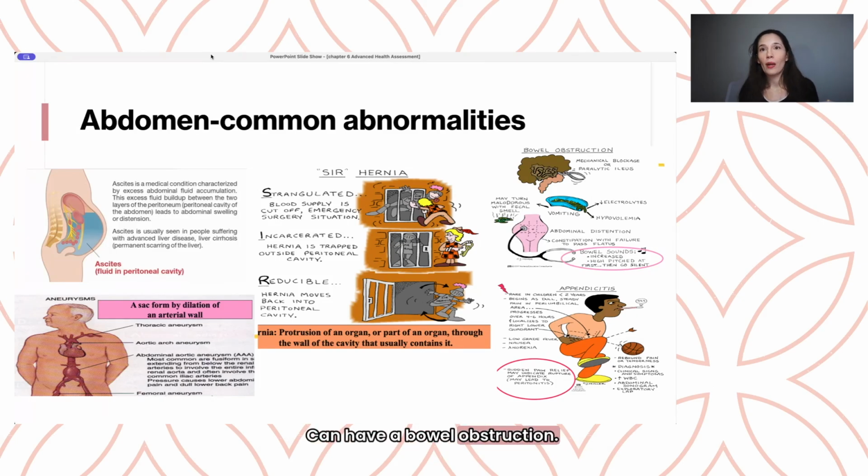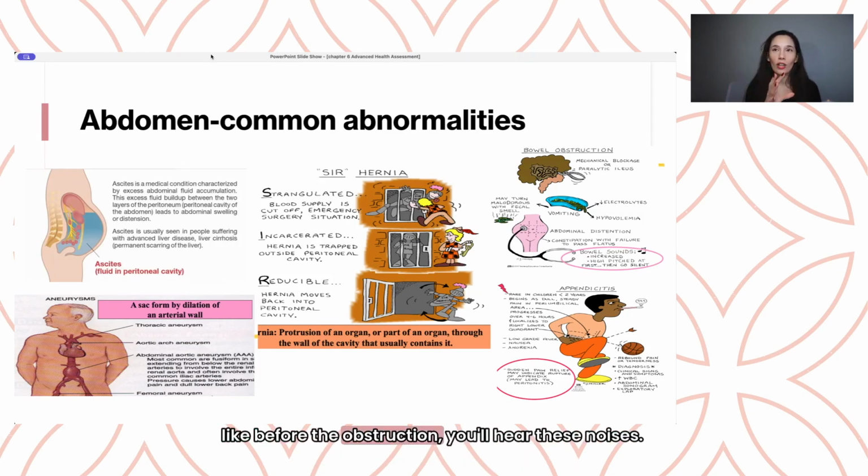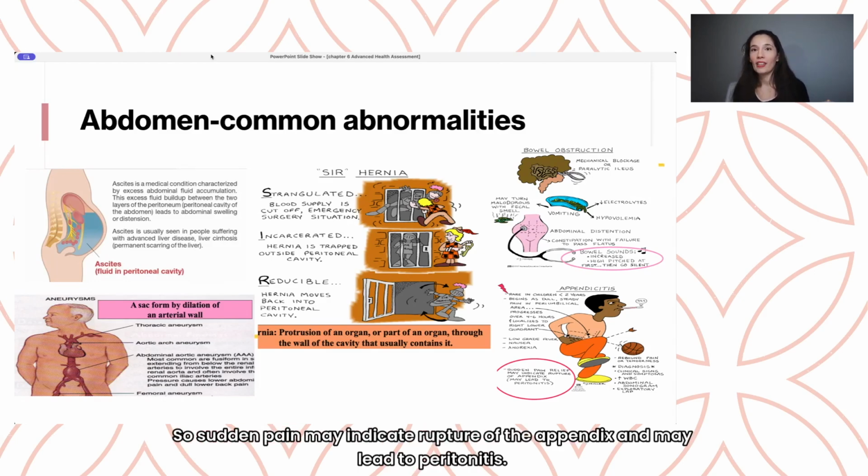You can have a bowel obstruction. When this happens, bowel sounds will be increased or high-pitched at first, but then go silent. So like before the obstruction, you'll hear these noises, and then after the obstruction, there will be nothing. And then appendicitis, so sudden pain may indicate rupture of the appendix and may lead to peritonitis.